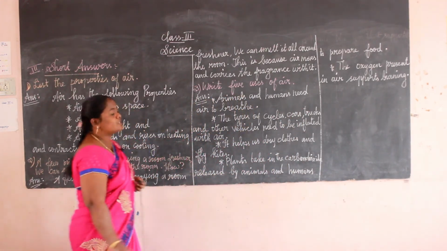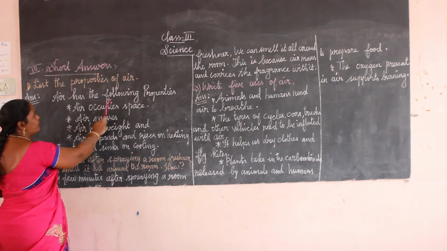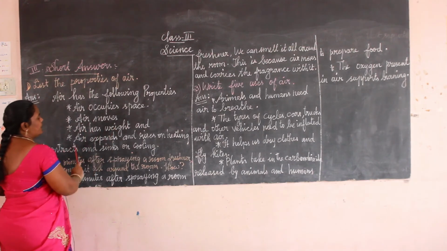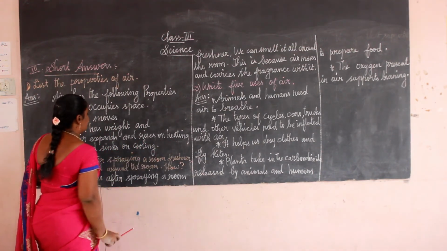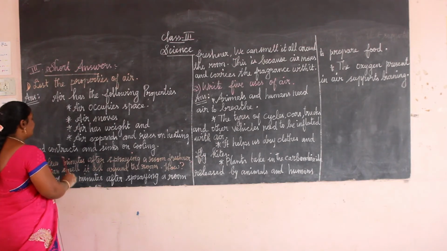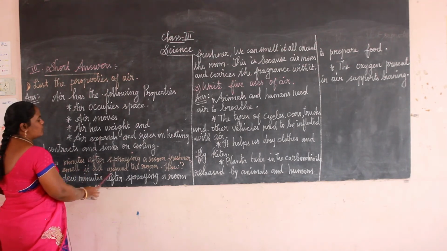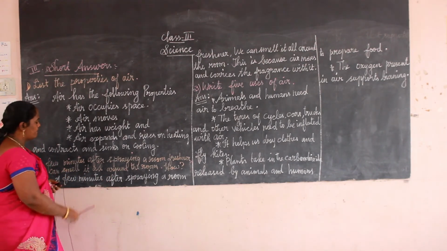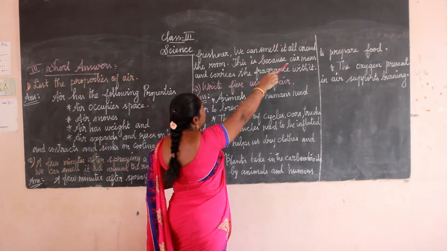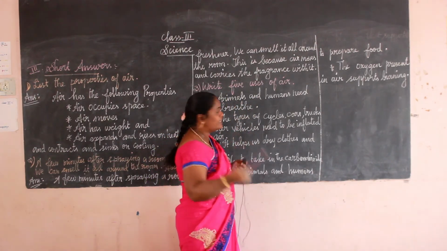Once again I repeat the short answers. List the properties of air. Air has the following properties. Air occupies space, air moves, air has weight, and air expands and rises on heating and contracts and sinks on cooling. A few minutes after spraying a room freshener, we can smell it all around the room. How? This is because air moves and carries the fragrance with it.